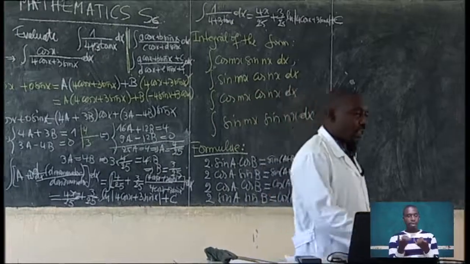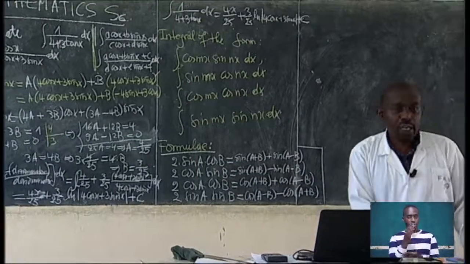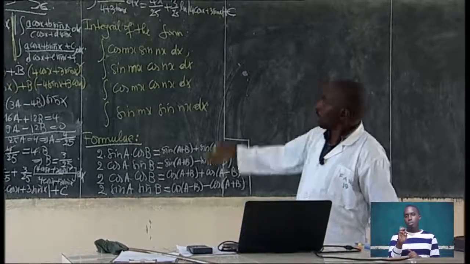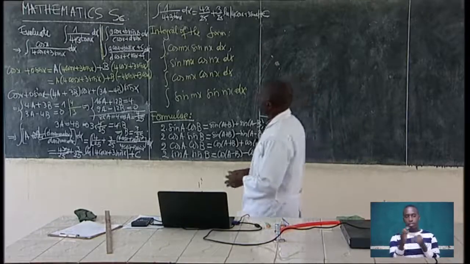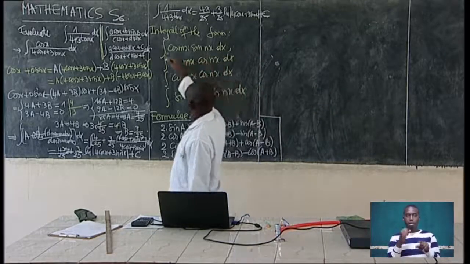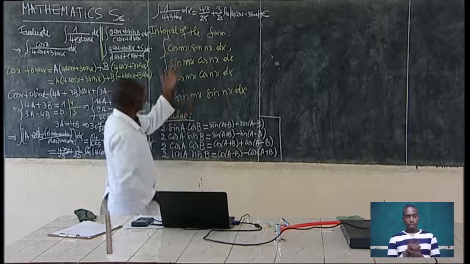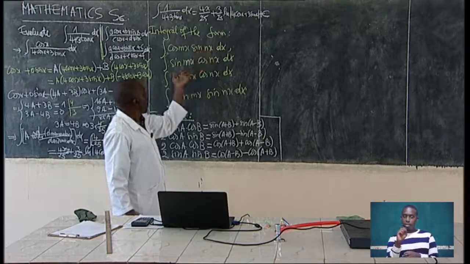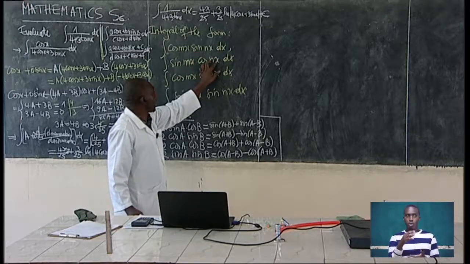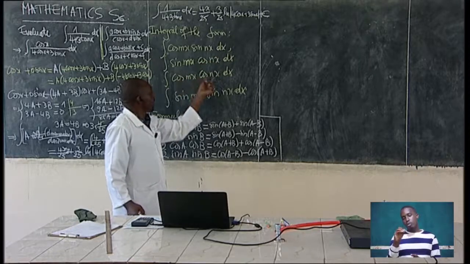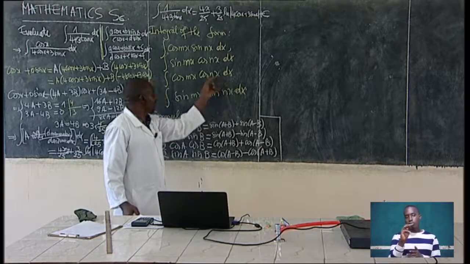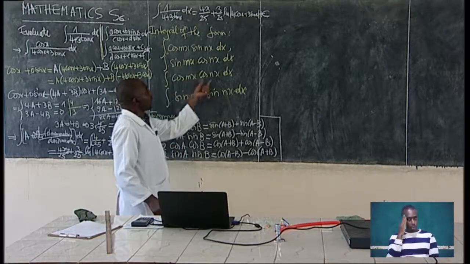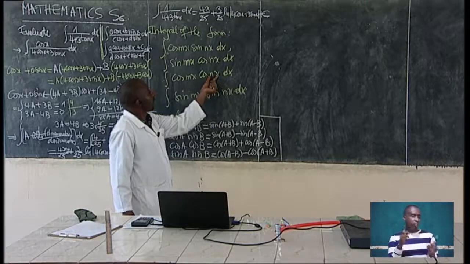Now, today's lesson is also the integral of trigonometric functions. Of course, as I had part 1 and part 2, this should be part 3. It is an integral of this form, where you have cosine of mx times sine nx, or sine mx times cosine nx, cosine mx times cosine nx, and so on, where mx is different from nx.